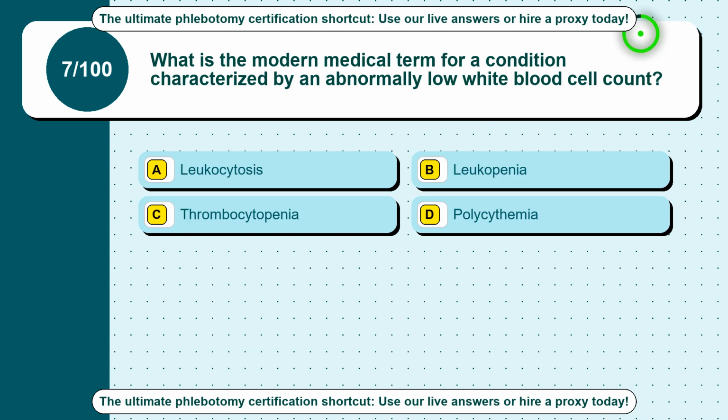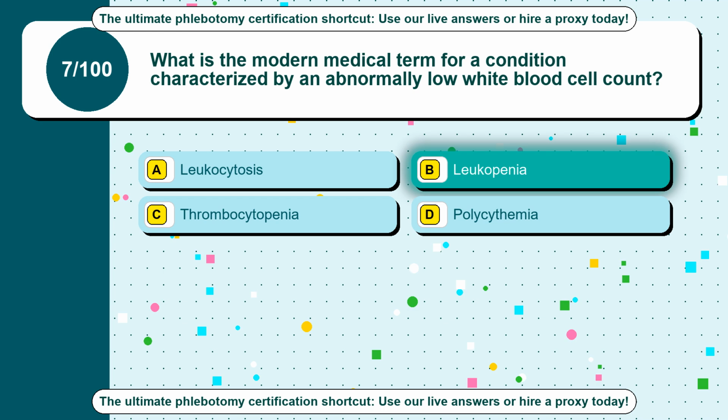Question 7. What is the modern medical term for a condition characterized by an abnormally low white blood cell count? Option A, leukocytosis. Option B, leukopenia. Option C, thrombocytopenia. Option D, polycythemia. The correct answer is option B, leukopenia.